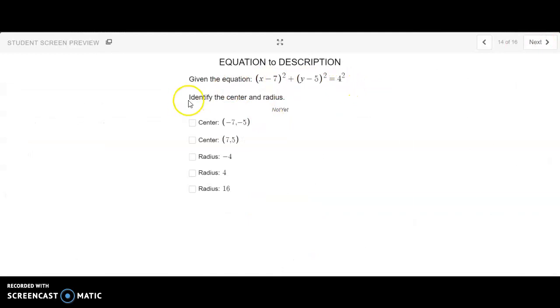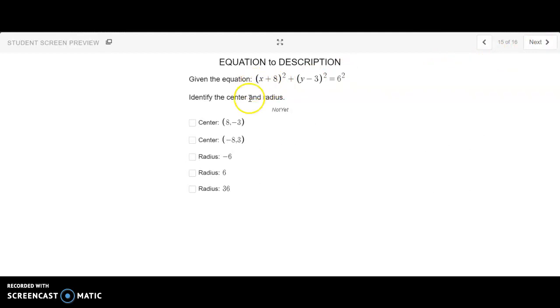Given this equation, identify the center and the radius. Well, my center is at h and k, and so my center is at not -7, -5. Remember, it's the opposite value. So +7, +5 is my center. Right? Now, what's my radius? Well, my radius is 4. Right? 4 squared means, it's like my c² value. It's just 4.